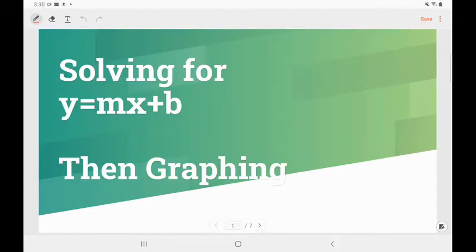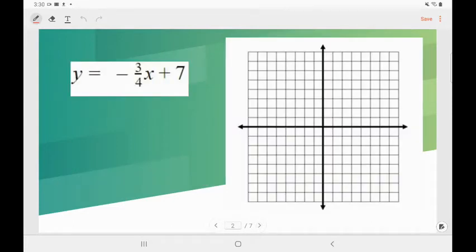This video is going to cover how to graph when I first need to solve for y equals mx plus b. First, I'd like to do a quick review of graphing. Remember, in order to graph, I need two things. I need a starting point and a slope. In the format y equals mx plus b, remember the m tells me what my slope is. So in other words, the number next to x is my m.